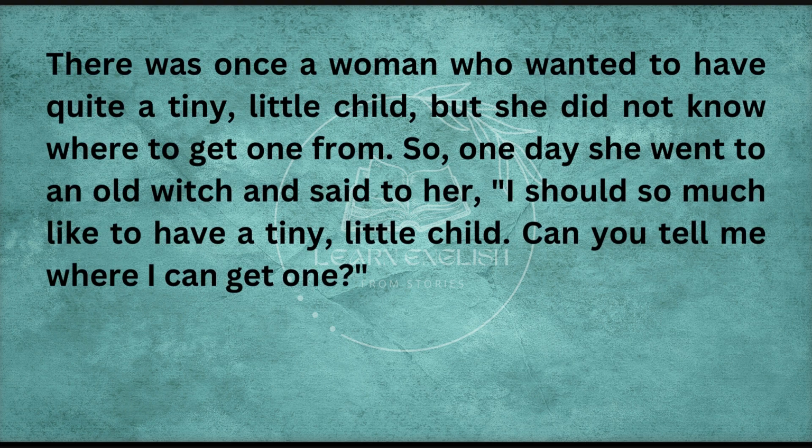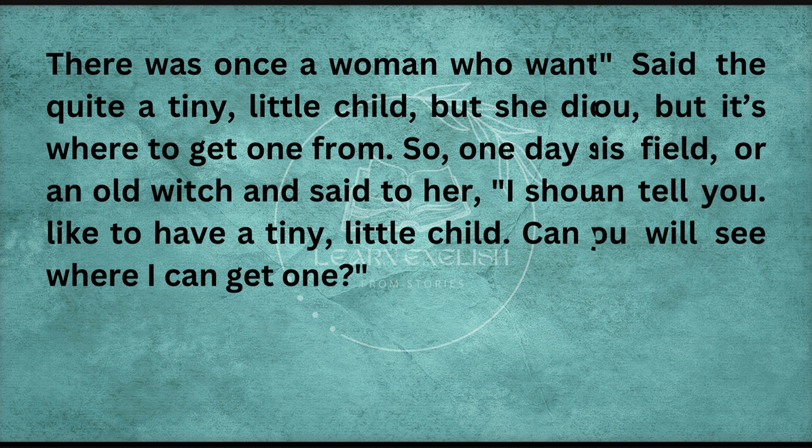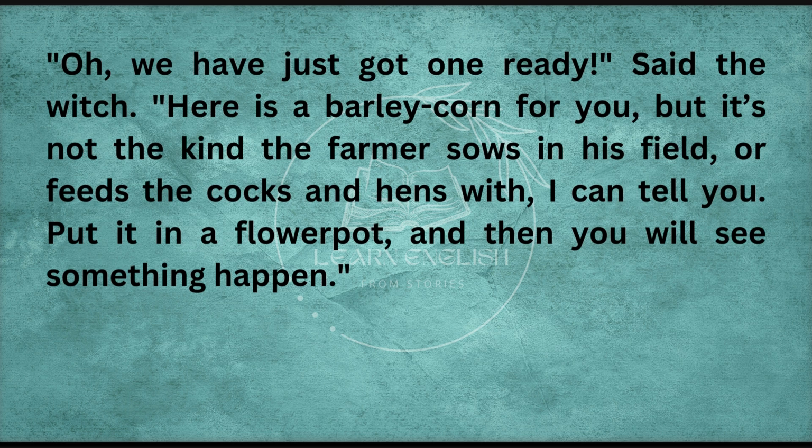There was once a woman who wanted to have quite a tiny little child, but she did not know where to get one from. So one day she went to an old witch and said to her, "I should so much like to have a tiny little child. Can you tell me where I can get one?" "Oh, we have just got one ready," said the witch. "Here is a barley corn for you, but it's not the kind the farmer sows in his field or feeds the cocks and hens with, I can tell you. Put it in a flower pot and then you will see something happen."